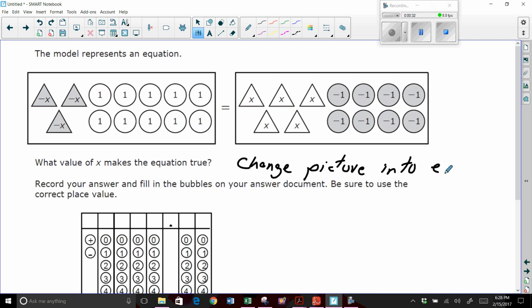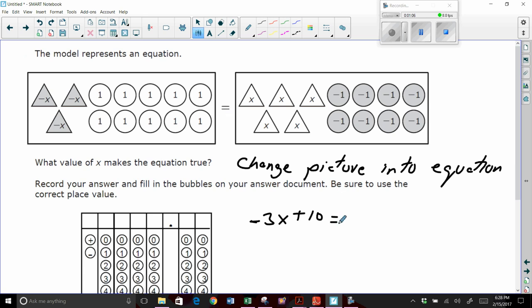into an equation. Okay, so looking at what we have here, looking at the gray triangles, each gray triangle is a negative x. So I have negative 1x, negative 2x, negative 3x. So that's going to be the first thing I write down, negative 3x. We go to the next part. Each of these circles is a positive 1. So I have 1, 2, 3, 4, 5, 6, 7, 8, 9, 10. So plus 10. Plus, because they're positives. Then I have my equal sign.